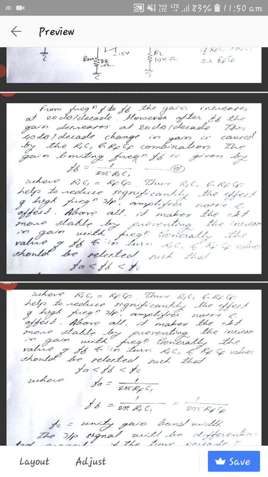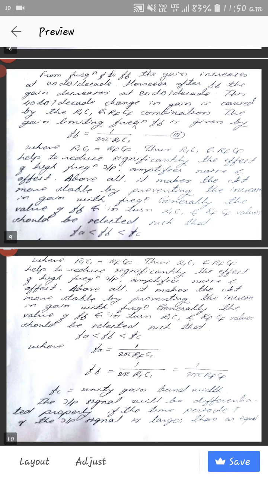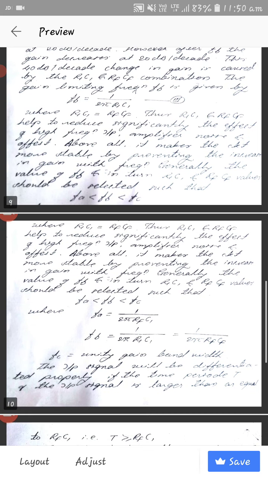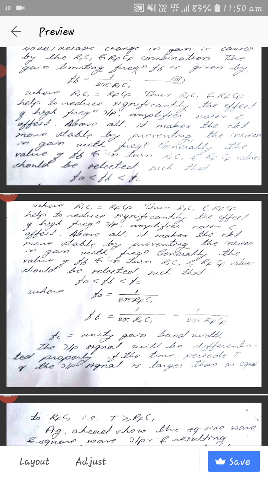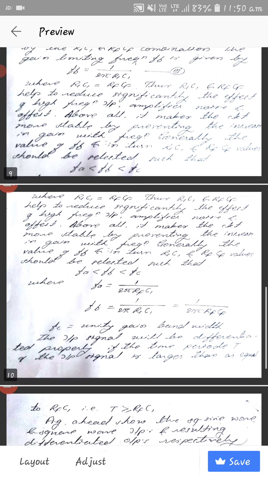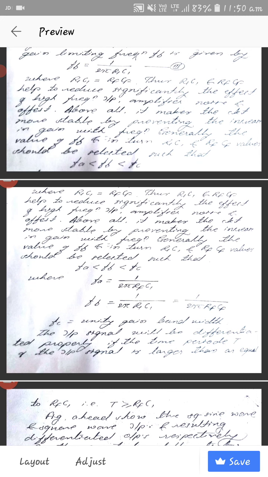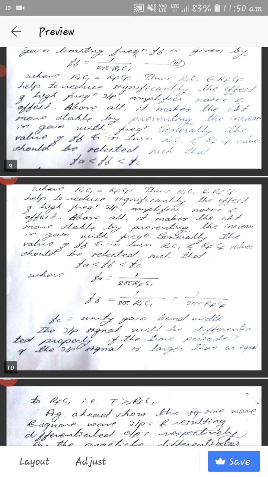Thus the R1 C1 and RF CF help to reduce significantly the effect of high frequency input, amplifier noise and offset. Above all, it makes the circuit more stable by preventing the increase in gain with frequency. Generally the value of FB, in terms of R1 C1 and RF CF, should be selected such that FA is less than FB, and FB is less than FC.